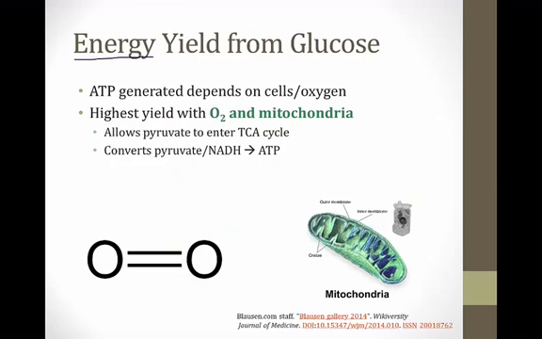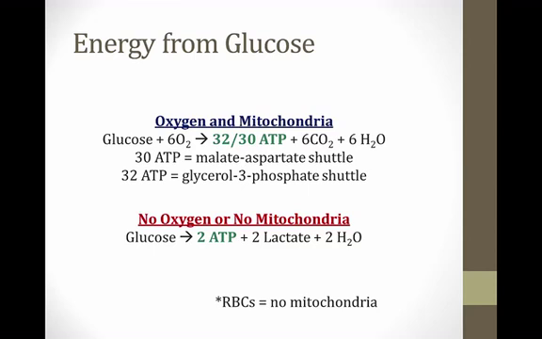Let's talk about how much energy a cell can derive from a molecule of glucose using glycolysis. The number of ATP that are generated depends on whether the cell has mitochondria and oxygen. The highest yield comes from cells that have both oxygen available and mitochondria. This allows pyruvate to enter the TCA cycle, and it converts pyruvate and NADH into more molecules of ATP. If a cell has both oxygen and mitochondria present, then glucose plus 6 oxygen molecules can be converted into either 30 or 32 ATP molecules in addition to carbon dioxide and water.